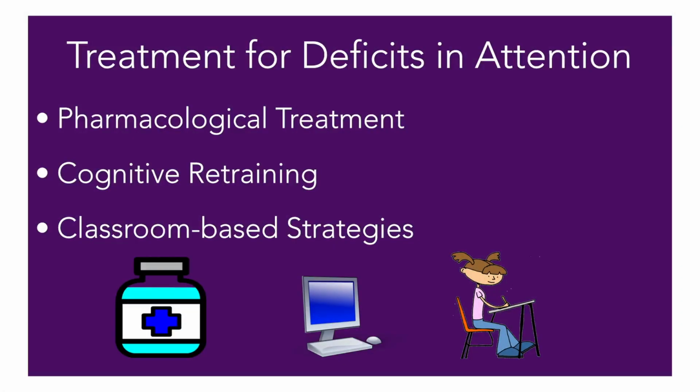So what can we do to help our students with attentional difficulty? There is pharmacological treatment, there's cognitive training, and there's classroom-based strategies. So first off, pharmacology. Research supports the use of pharmacological intervention to improve attention for students following a brain injury. There's also cognitive retraining, which research supports specific tasks to help improve the attention of a student following a TBI. This is typically completed in an outpatient rehabilitation center.